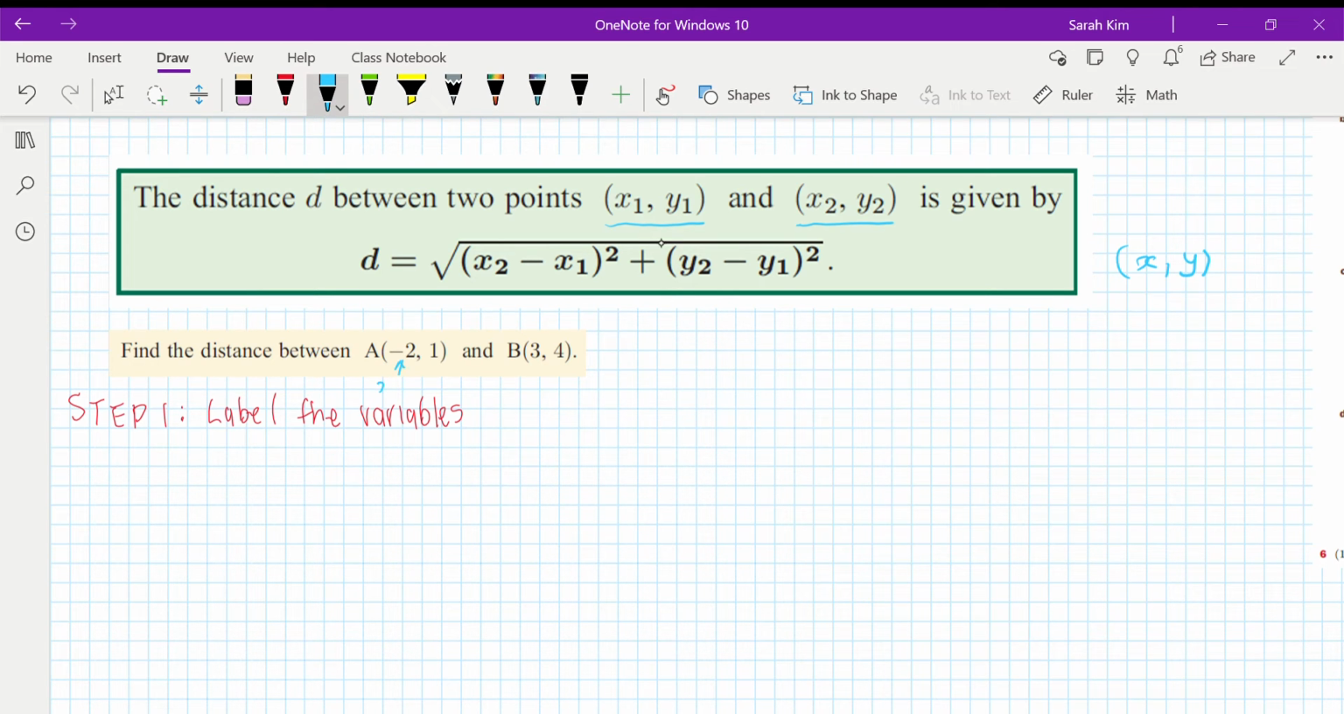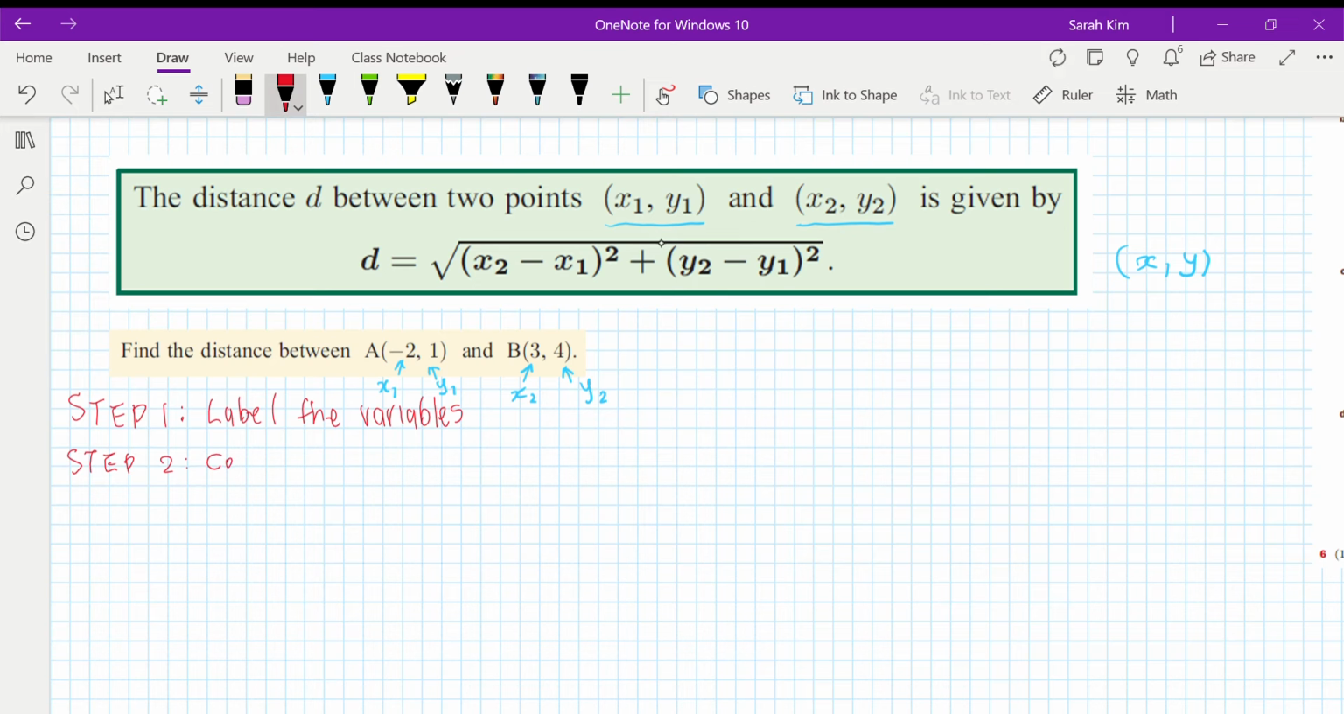So this one is x1. This is a y coordinate, and it's the first dot, so it's y1. This is the x coordinate, and it's the second dot, so I would put a 2 there. And then this is the y coordinate, and it's the second dot, so it's y2. So step 1 is done. Label the variables, done.